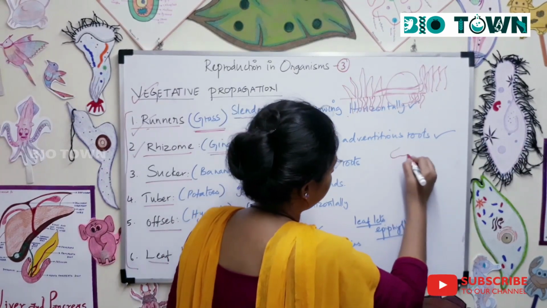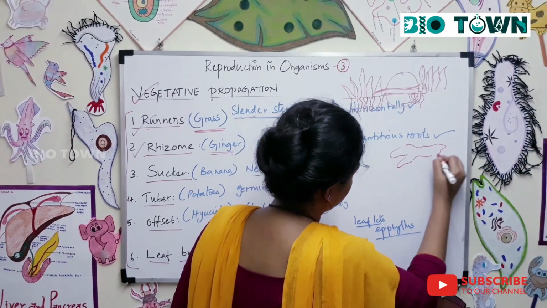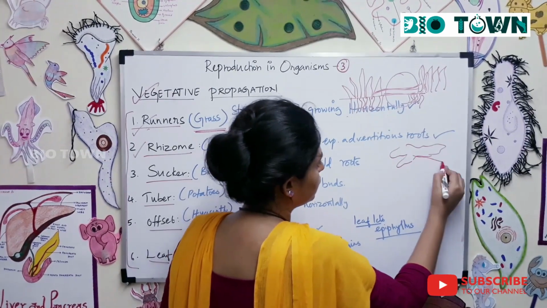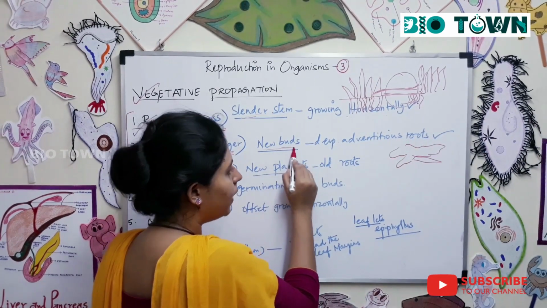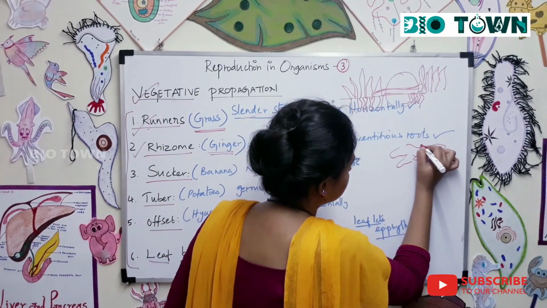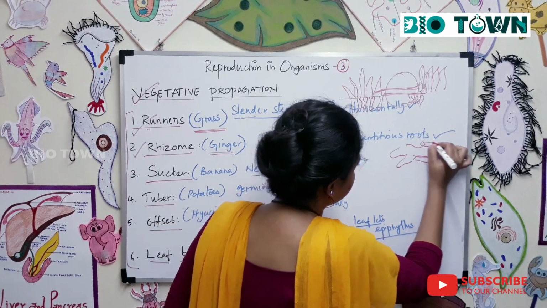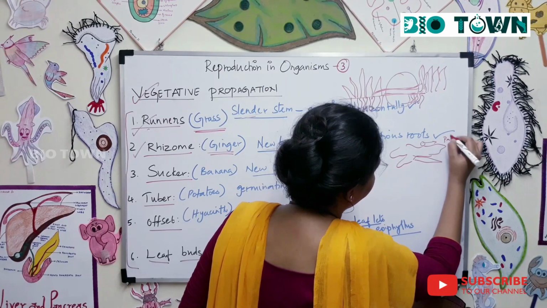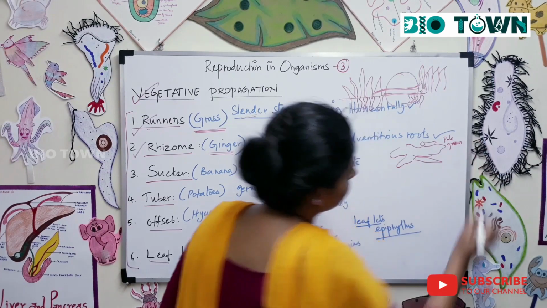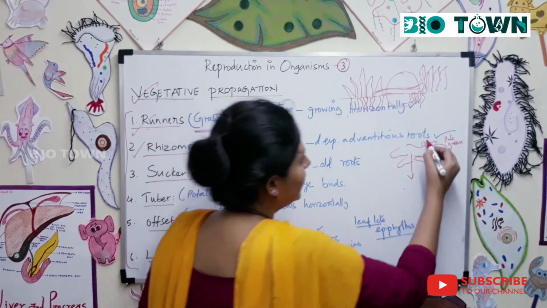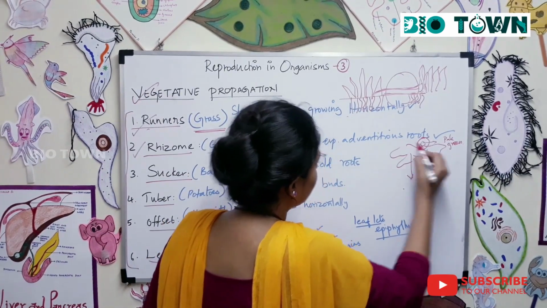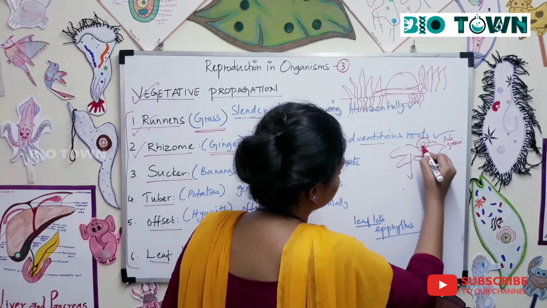Now there's ginger. Alright. Now imagine there's a piece of ginger this way. Now there is a formation of new buds. Alright. And now this is a new bud. And this new bud is pale green in color. Right? And now what happens when you keep this ginger in the soil? These pale green buds start developing adventitious roots.